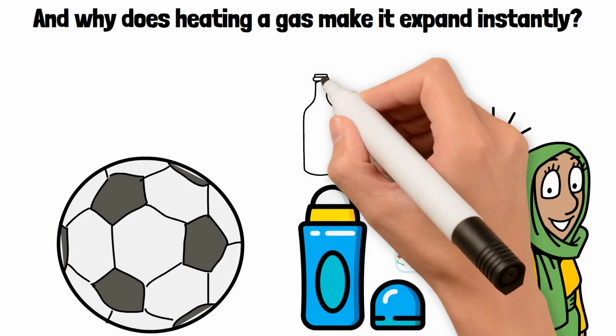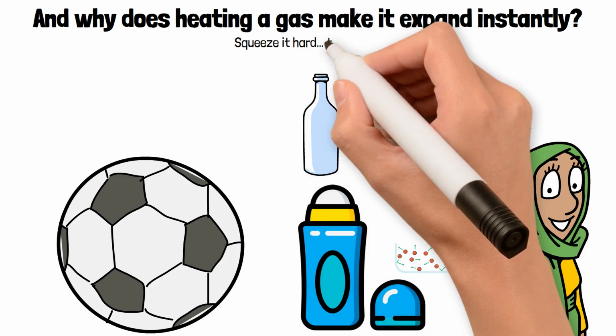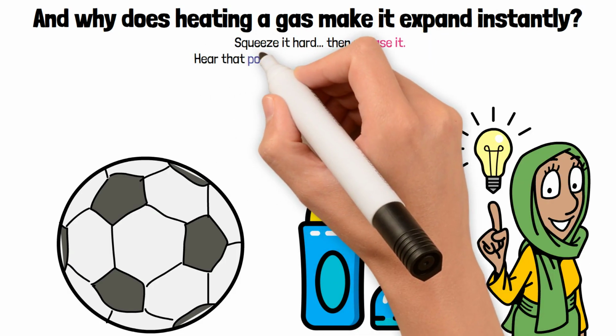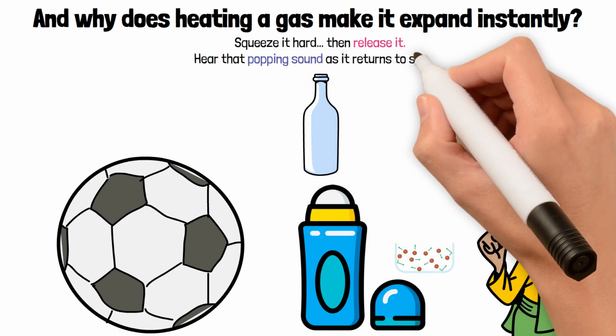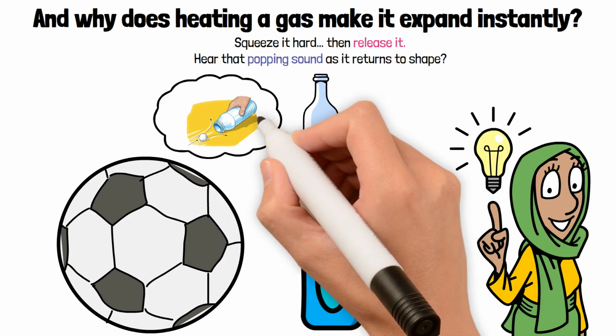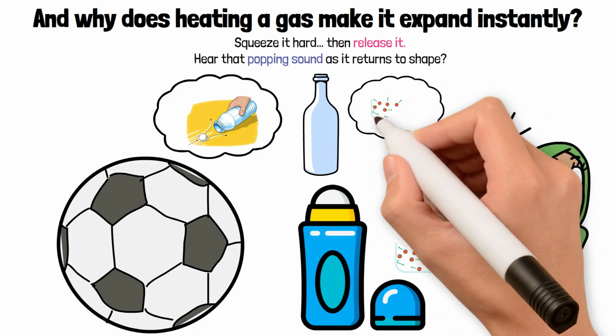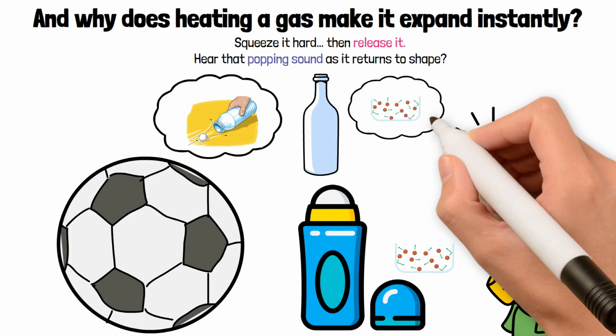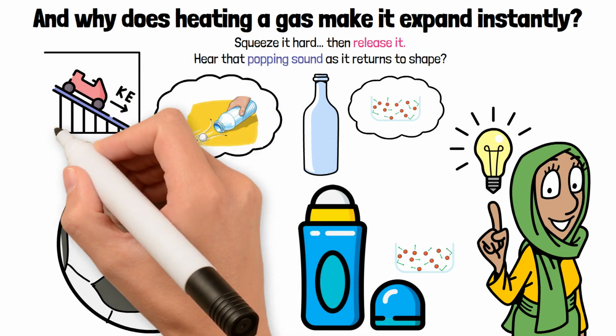Take an empty plastic bottle, squeeze it hard, then release it. Hear that popping sound as it returns to shape? That's the air inside pushing back, not because air is strong, but because its particles are constantly hitting the walls. That's the entire kinetic theory in one moment.